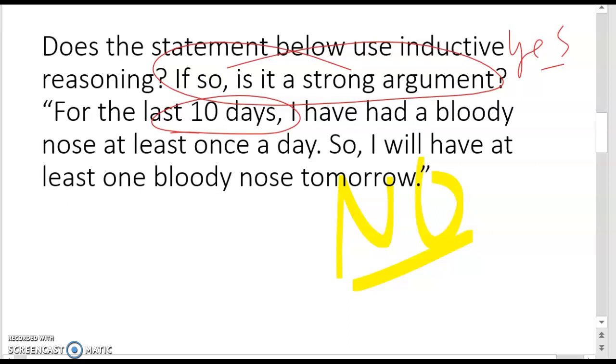So is this a strong argument? No. Without looking at all of the different variables as to why bloody noses are occurring, I do not think this is a strong argument. But it's still inductive reasoning because we are using a pattern to predict future occurrences.